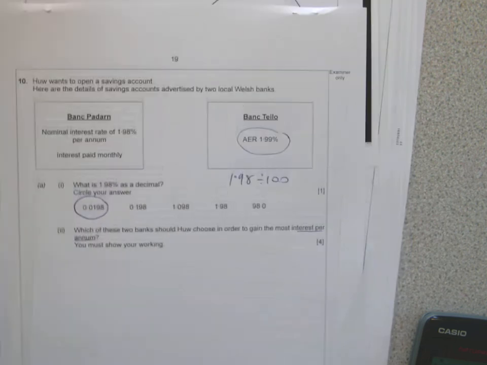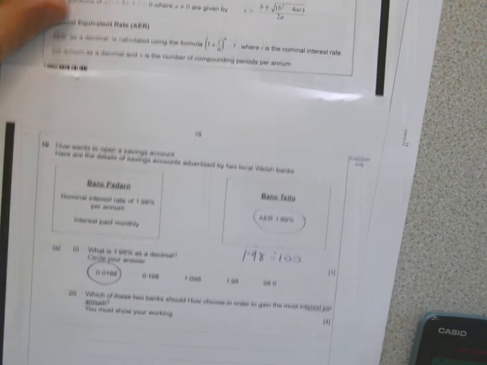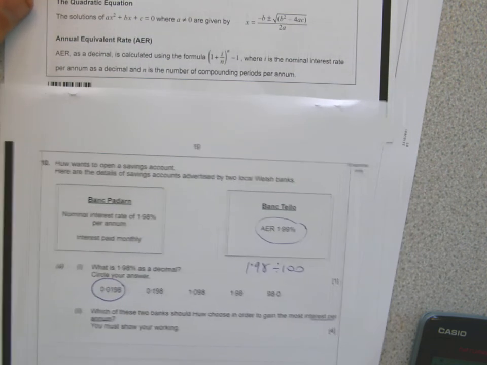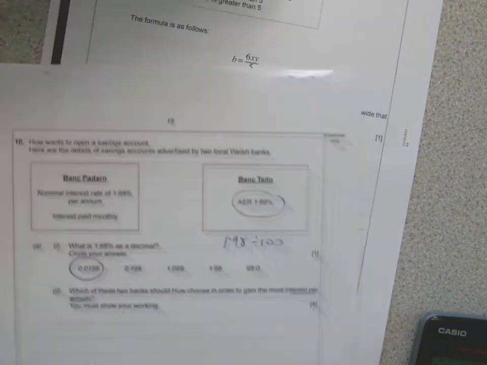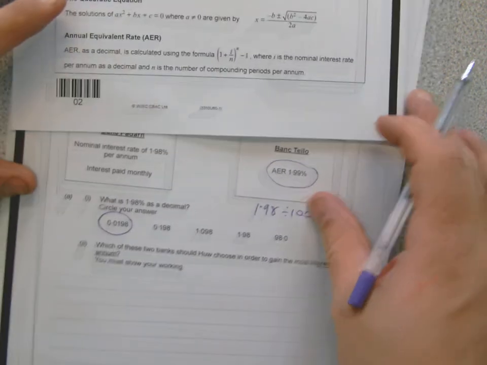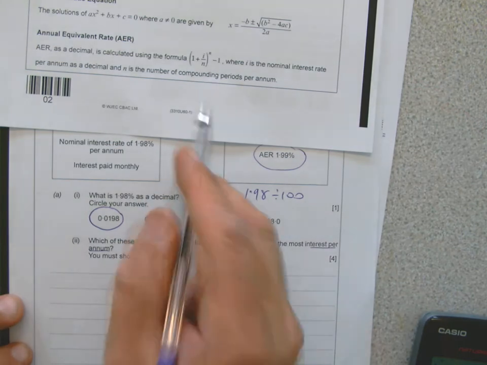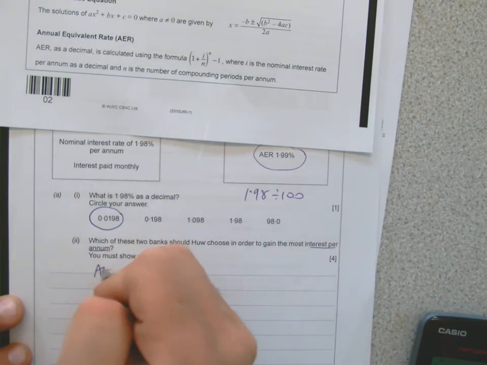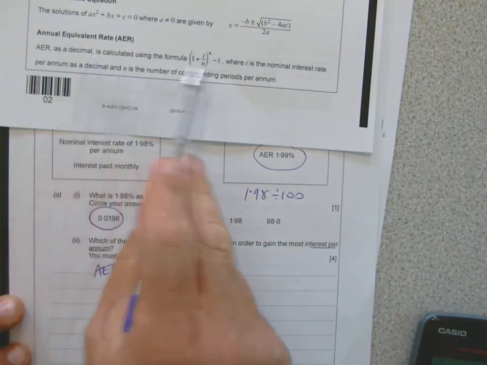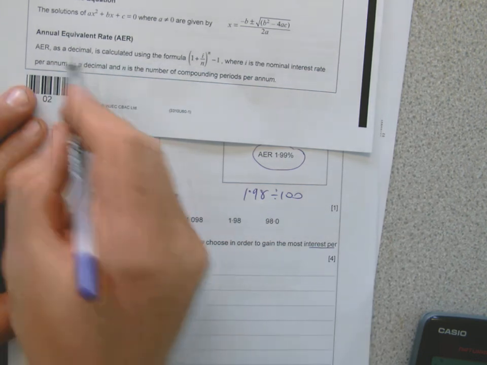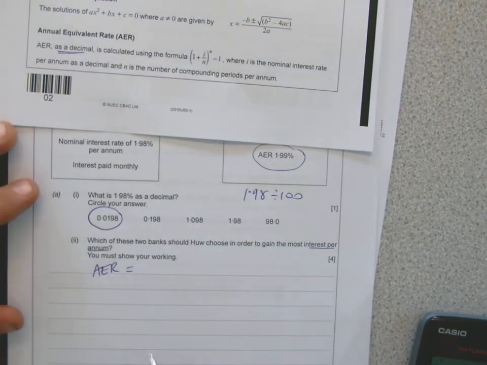Now, the AER formula is given to us on page 2. So you just use this, you just follow this format here, and if you follow that format, you won't go wrong. You don't have to remember it. It's there. Basically, for the AER, it's important you read this, because it says AER gets given as a decimal. So your answer will be given as a decimal there.